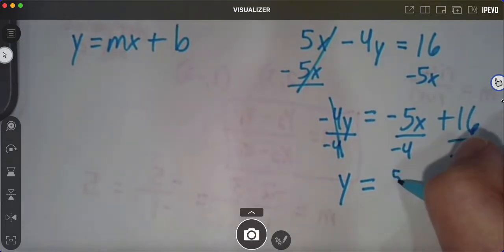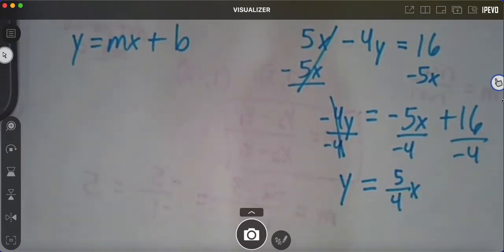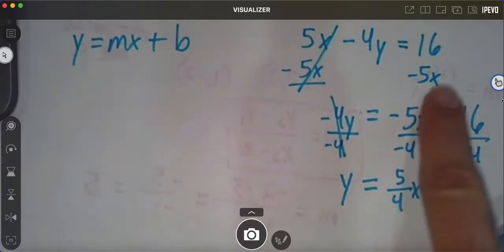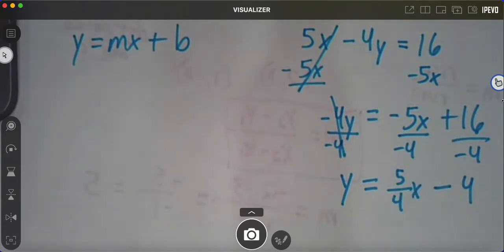Positive. 5/4 x. Okay, never mind. You got it now? I thought we were looking at 16. And then a negative 4. So I'm just going to put a minus 4. That's my slope-intercept form. Alright. Okay, I'm going to do another one. You'll notice it's pretty much those same steps every time, just about, where you add or subtract and then we divide.